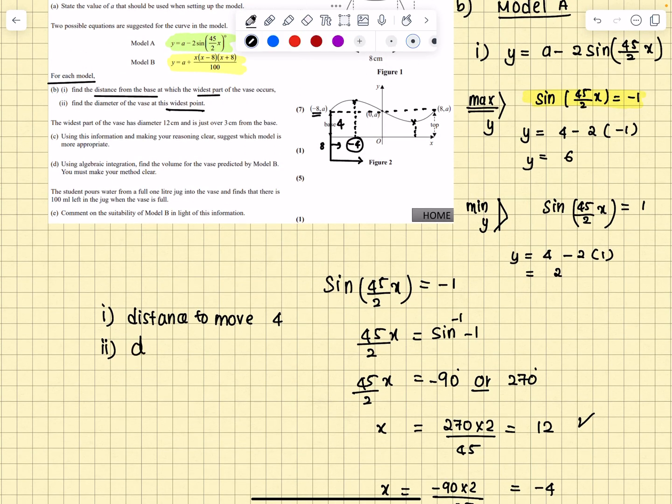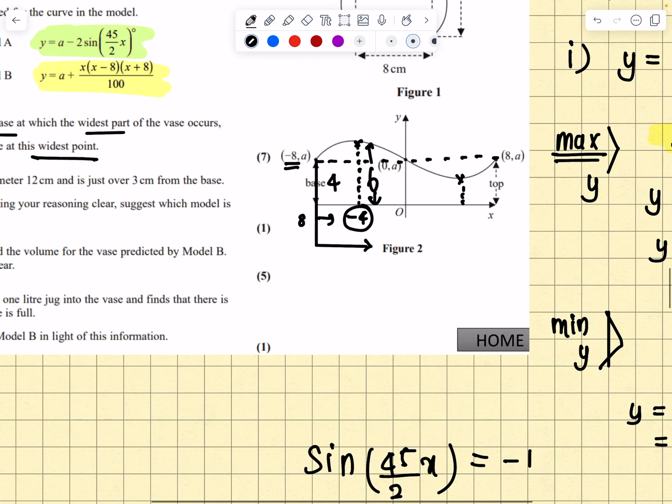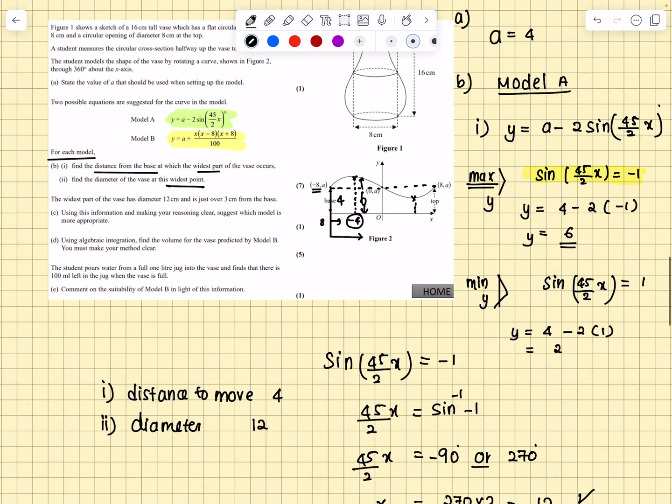And what's the diameter of the widest part? We've already calculated it's 6. So it's going to be 12, because 6 is the radius. That gap is 6 here, and then it needs to be multiplied by 2 to find the diameter.